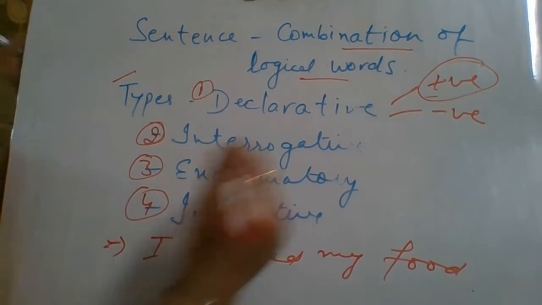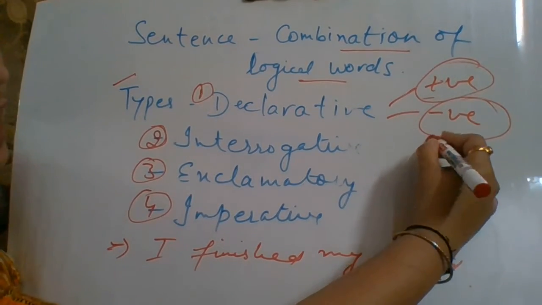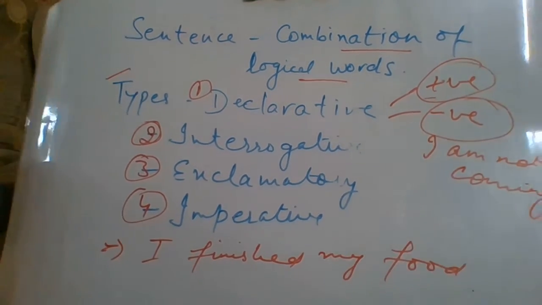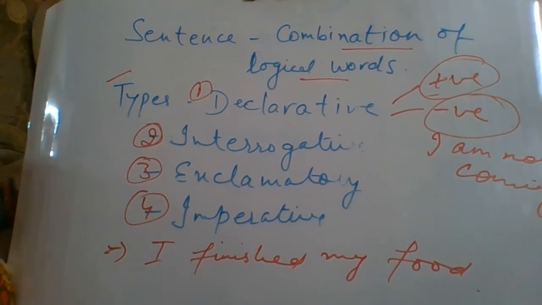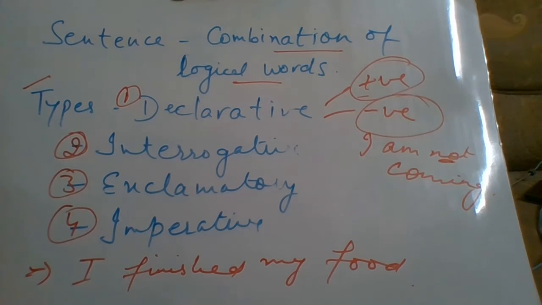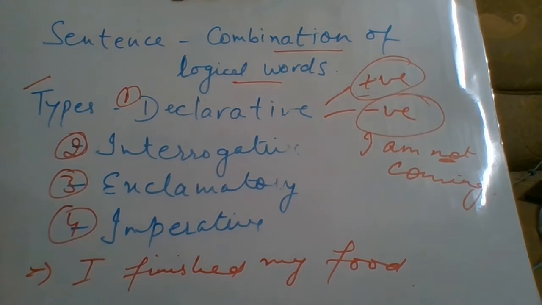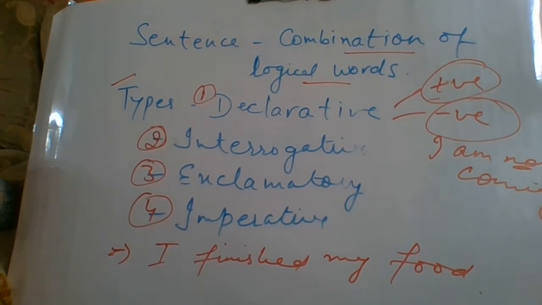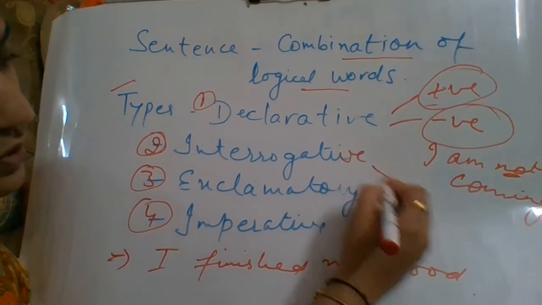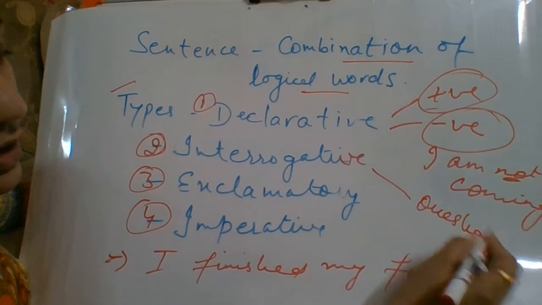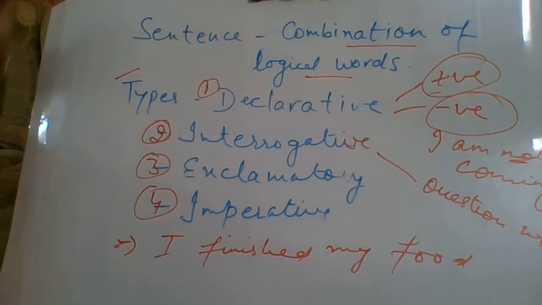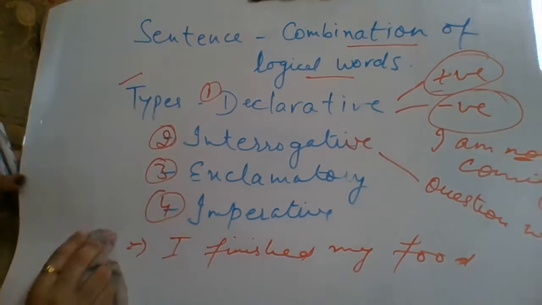So I declared something very clearly. And when we are talking about the negative sentence, for example, I am not coming. The sentence that includes the words no, never, or not is called declarative in the negative form. Then we did the second form, the interrogative form. The interrogative form is the question form, in which we use question words, that is when, why, where, how, such words, the words starting with W, right?